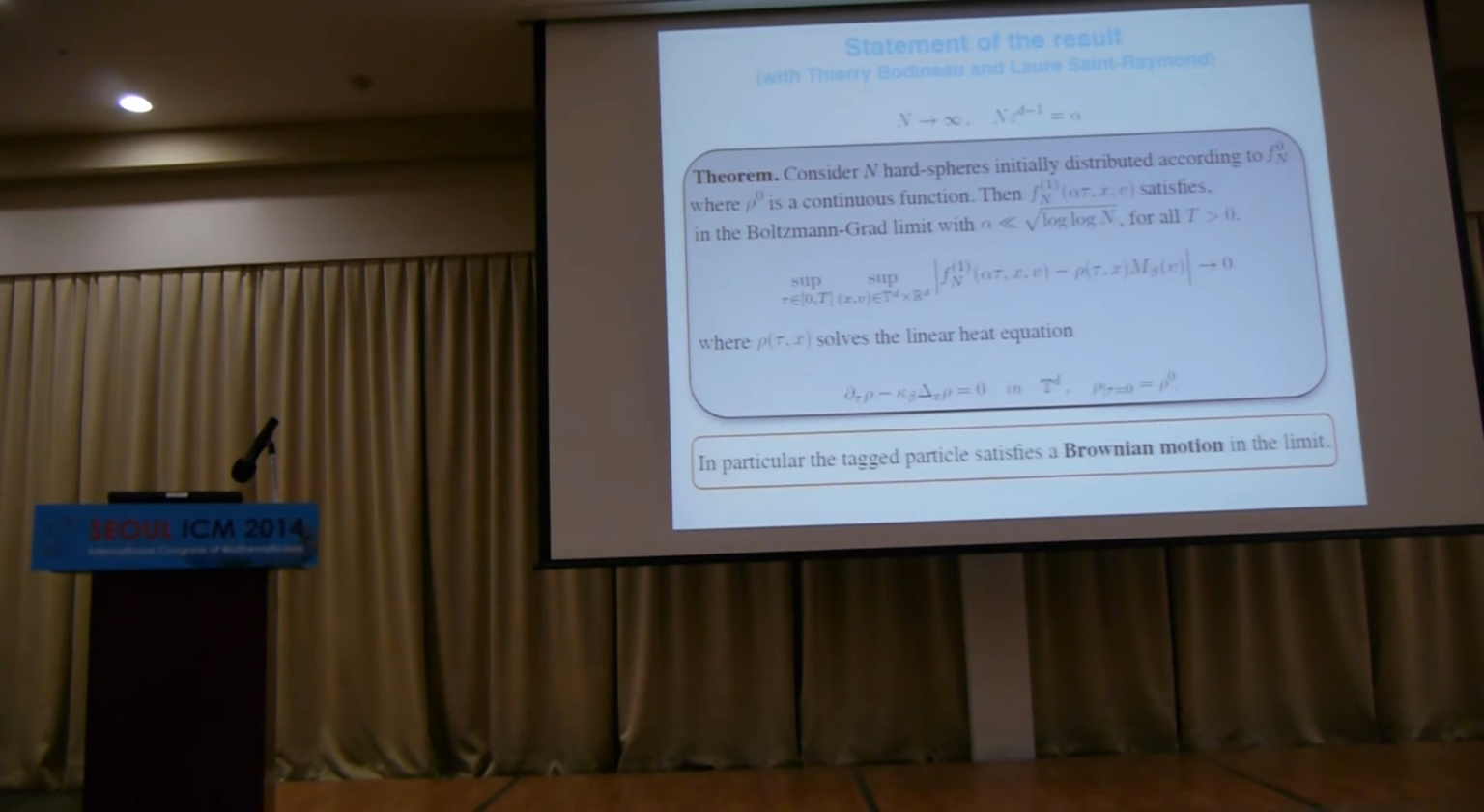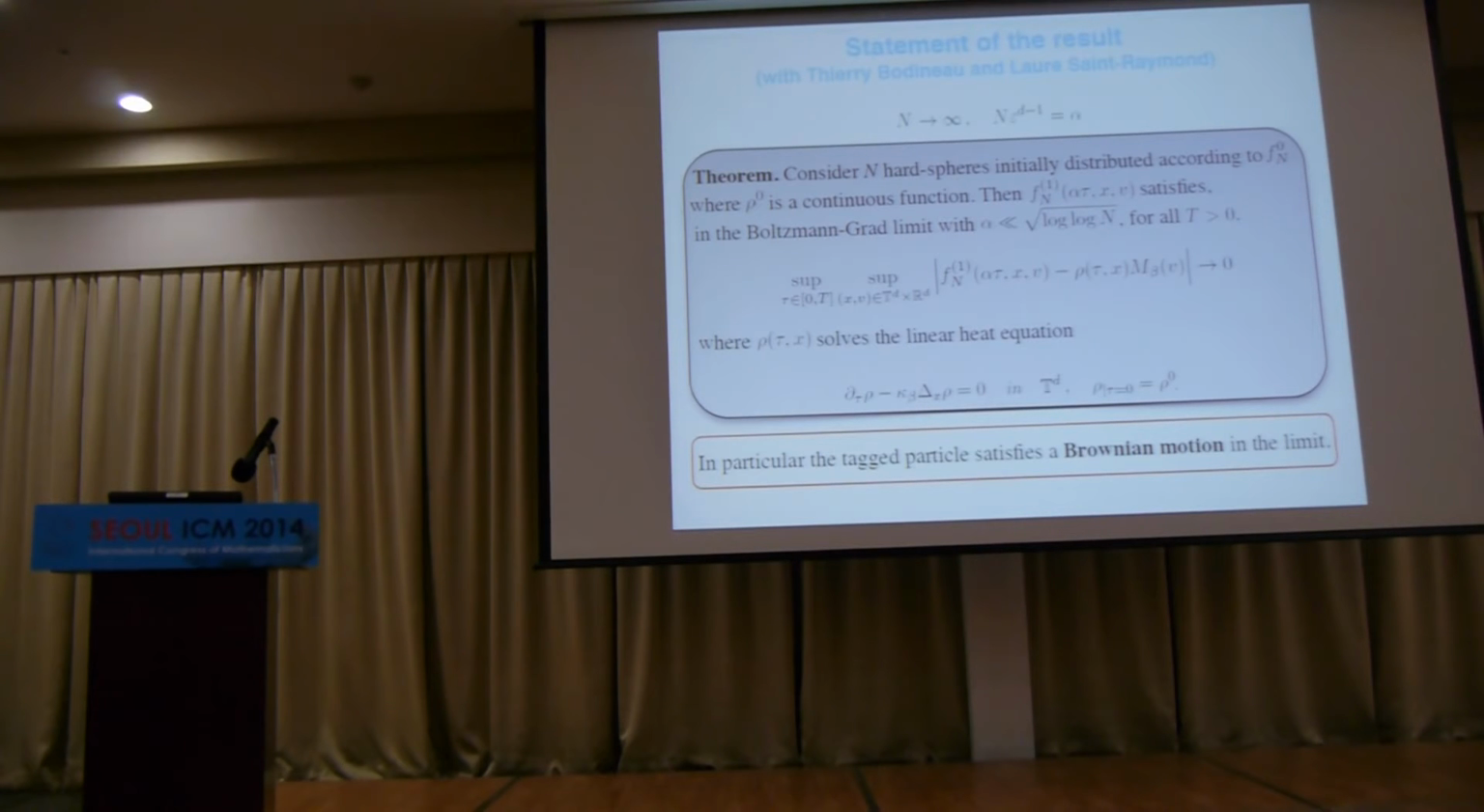And the theorem we proved with Thierry Bodineau and Laurent Saint-Raymond is the following. So assume you have this system of particles with this initial data. You take n going to infinity under the Boltzmann-Grad scaling, and you let alpha at the same time go to infinity, because I want both limits. Okay? And it shouldn't go too fast to infinity, like a square root of log n. Rescale time, then the one particle distribution converges to the solution of the heat equation.